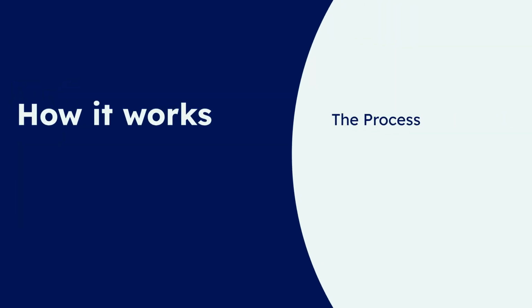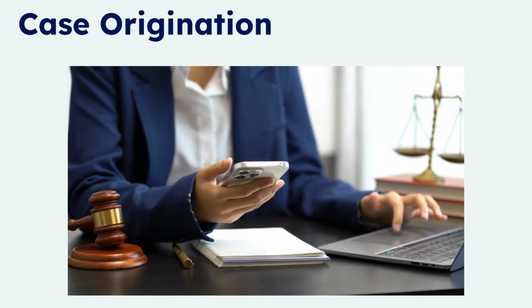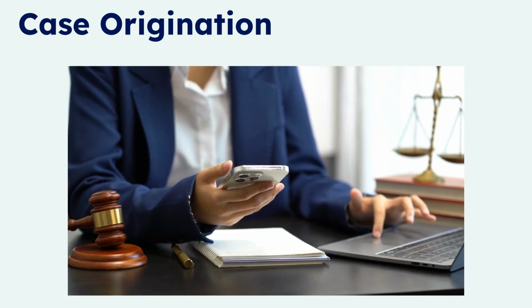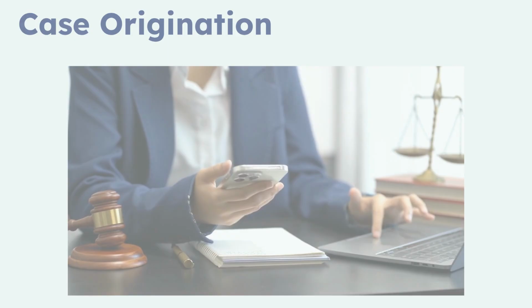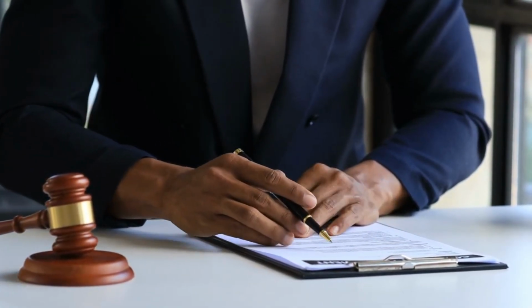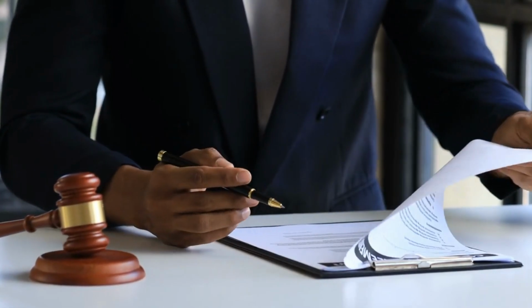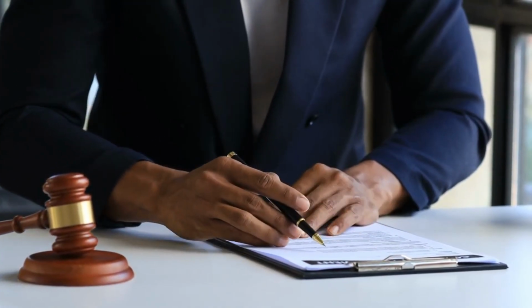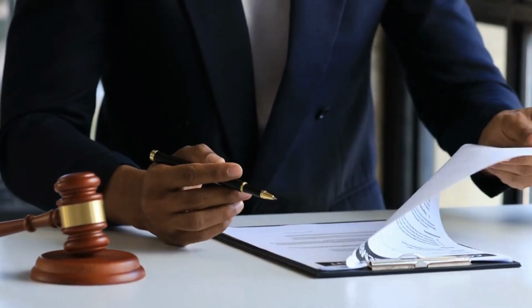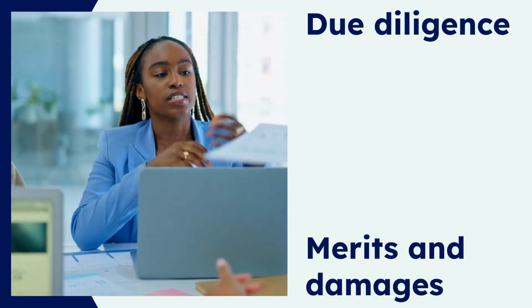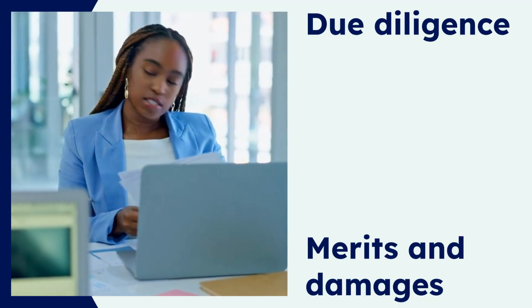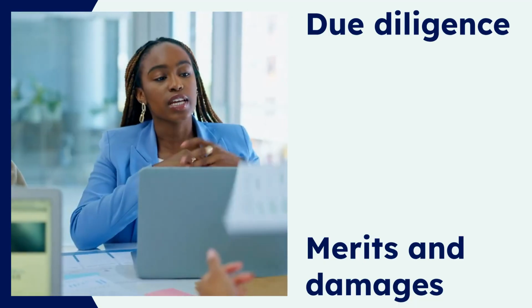Now let's delve into the mechanics. How does litigation finance actually work? The process typically begins with case origination, where potential cases are identified through law firms, direct claimant approaches, or specialized intermediaries. Funders then engage in a rigorous due diligence process, meticulously evaluating the legal merits, potential damages, enforceability of judgments, and jurisdictional considerations. This can involve extensive legal analysis, engaging external counsel, and expert witnesses to assess the strength and viability of a case, ensuring only high-quality claims receive funding.